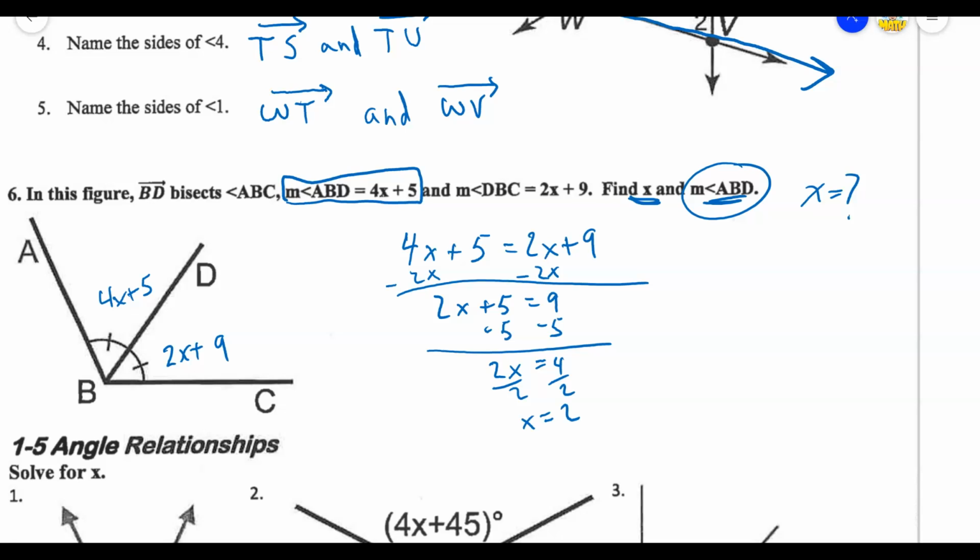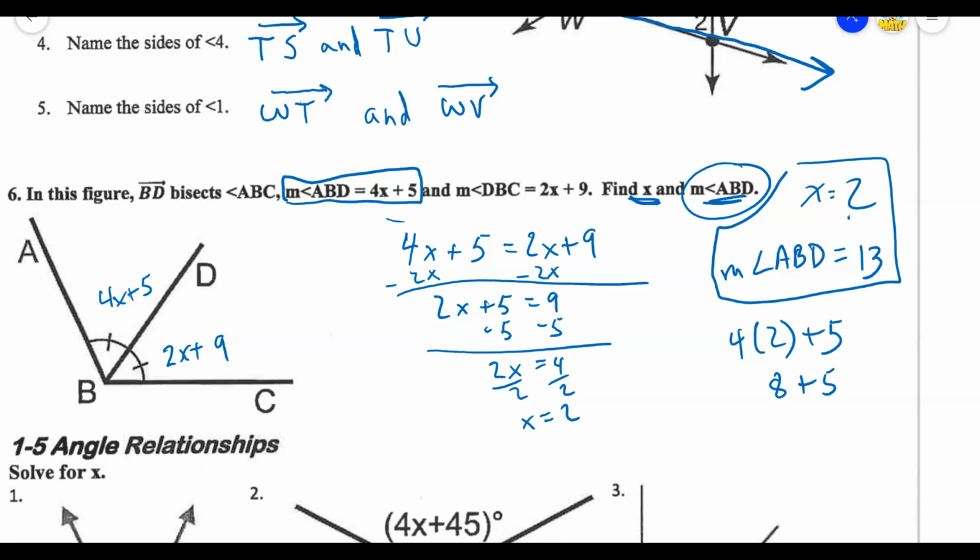So x is 2, but now let's finish the problem. If x is 2 and ABD is 4x plus 5, what is the measure of angle ABD? Last part. So hopefully we came up with 4 times 2 plus 5, right? ABD is 4x plus 5, so this is going to be 8 plus 5, or 13. So we know two answers here. x was 2, and then ABD was 13.